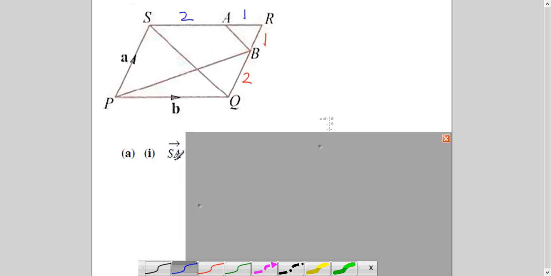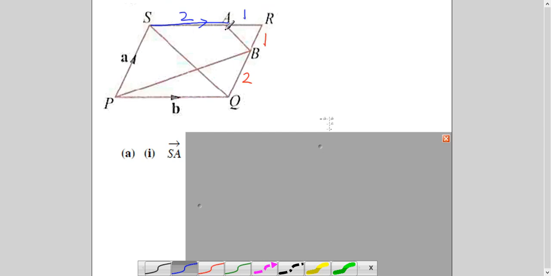So let's come back and find out what SA is. I have to tell only what this vector from here to here is in terms of A and B. I know this whole thing is B and the whole ratio is 3. And this part is only 2, ratio 2. So what does it make? 2 out of 3 of SR.